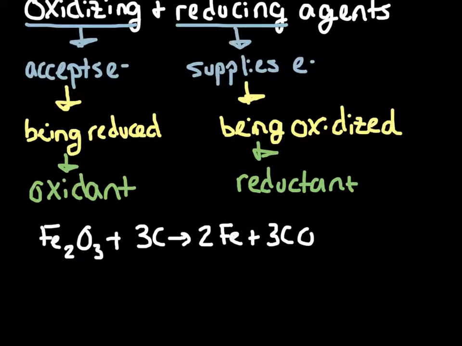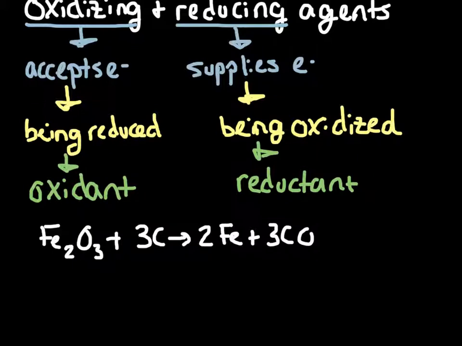The last part of 9.2 is something called oxidizing and reducing agents. So an oxidizing agent accepts the electron and therefore is being reduced. It is the agent that causes oxidation to occur. We can also call this an oxidant. Reducing agents supply the electrons, therefore they're the ones being oxidized. And we can call these reductants. So you need to be able to identify which one's the oxidant or reductant, or oxidizing agent or reducing agent.